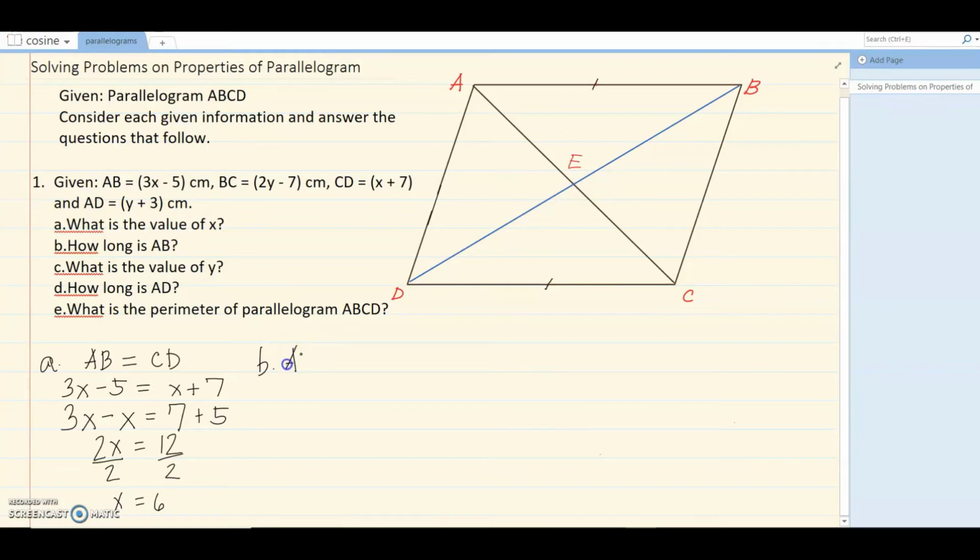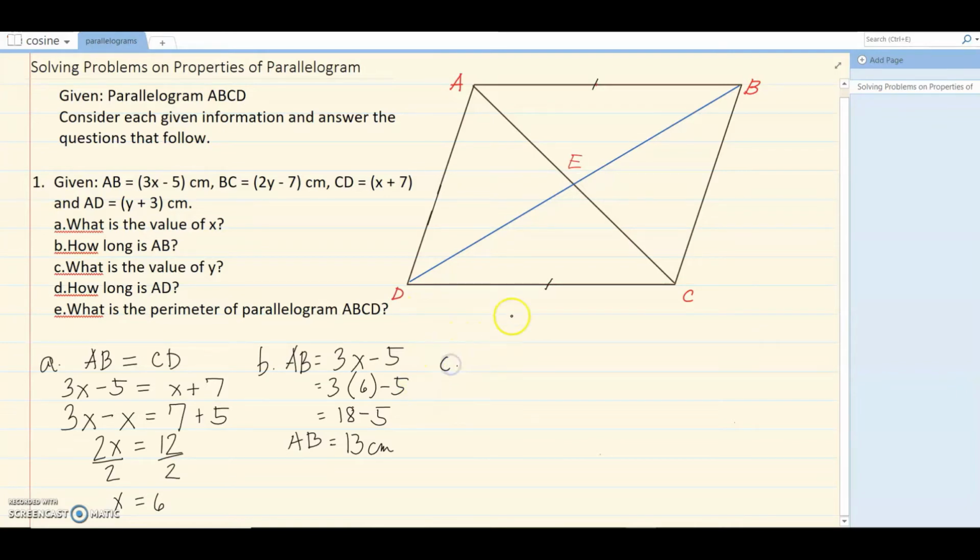So, AB is 3x minus 5. 3x, but x is 6. So, 3 times 6 minus 5. 3 times 6 is 18 minus 5. So, line segment AB is 13. So, ang AB natin is 13 centimeters.